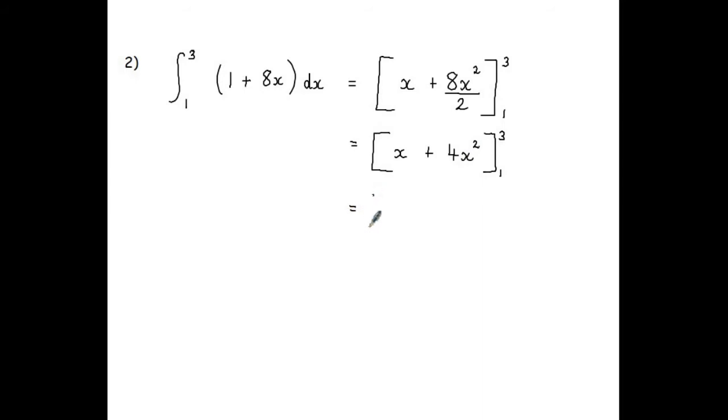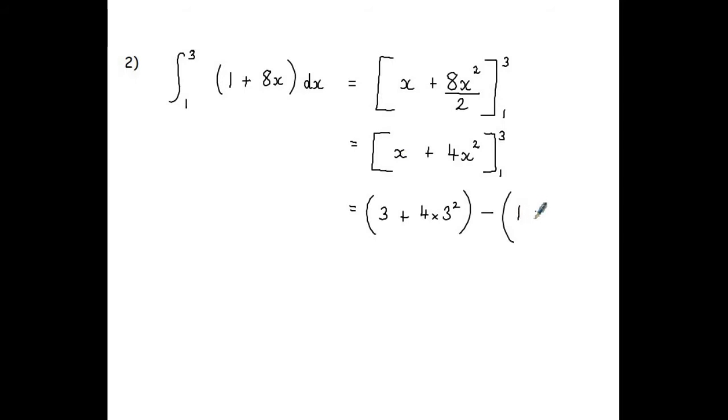So I'm going to open my curved bracket for my substitution of the 3. So it's going to be 3 plus, remember this means 4 times x squared. So 4 times 3 squared. There's my substitution of the 3. Then you subtract, and you're going to do exactly the same for the 1. So everywhere where you've got an x.